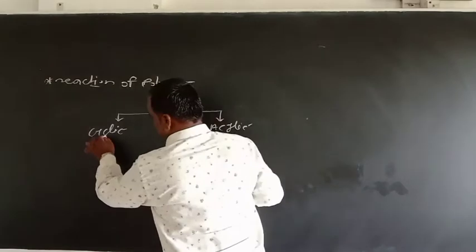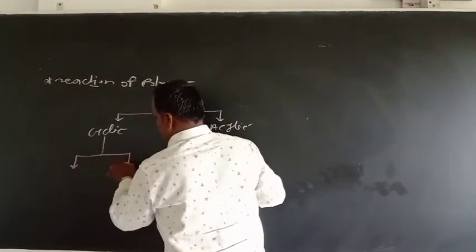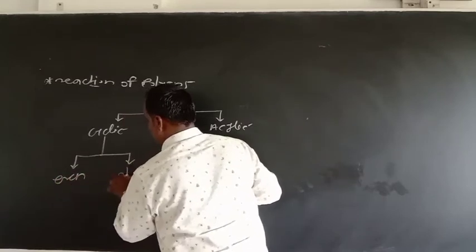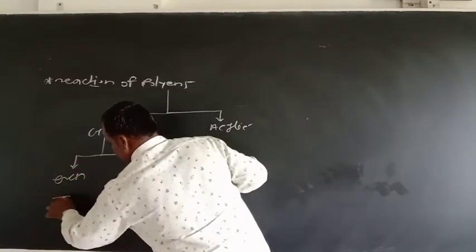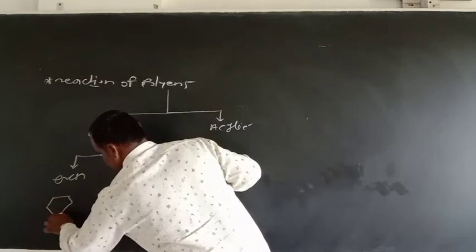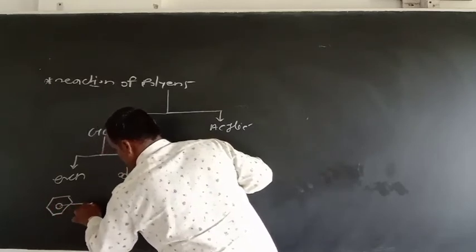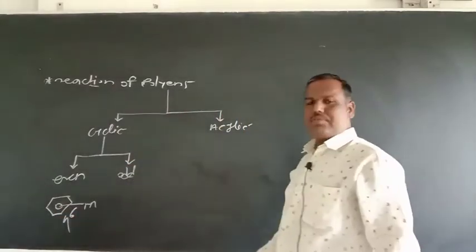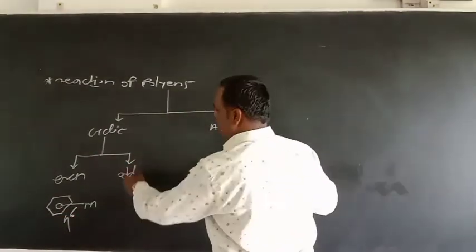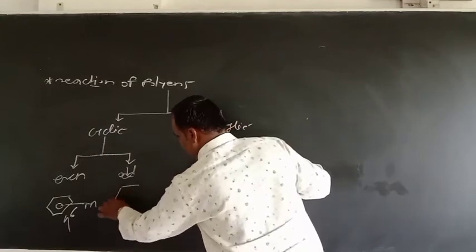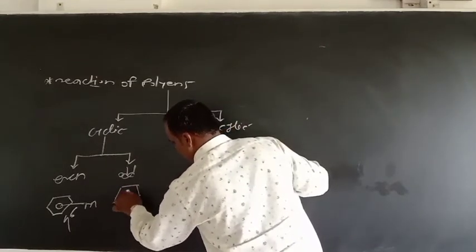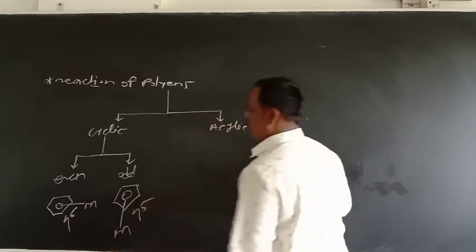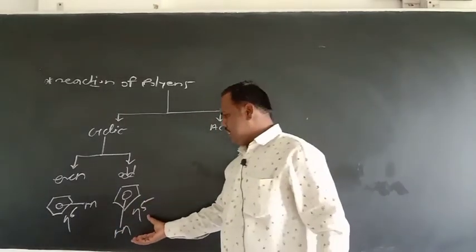If you consider cyclic olefins, they may be even olefins or odd olefins. So if you consider this, which is attached to the metal atom, its hapticity is 6 because all the carbon atoms are attached to the metal atom. If you consider odd olefins, then the cyclopentadiene which is attached to the metal has hapticity 5, because all 5 carbons are attached to this metal atom.